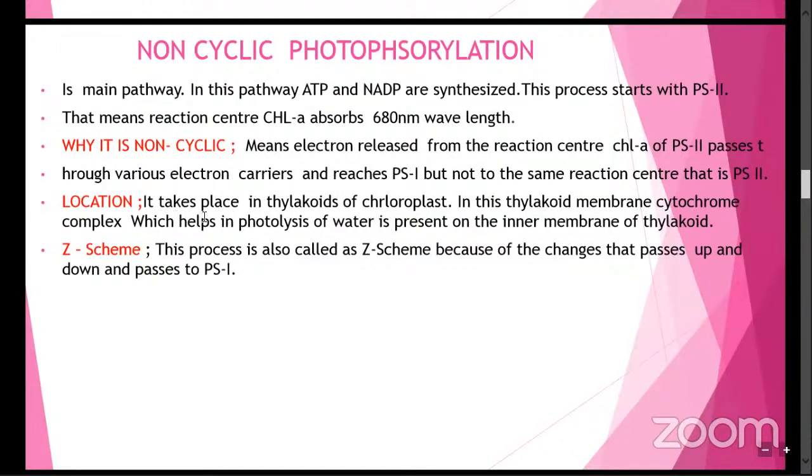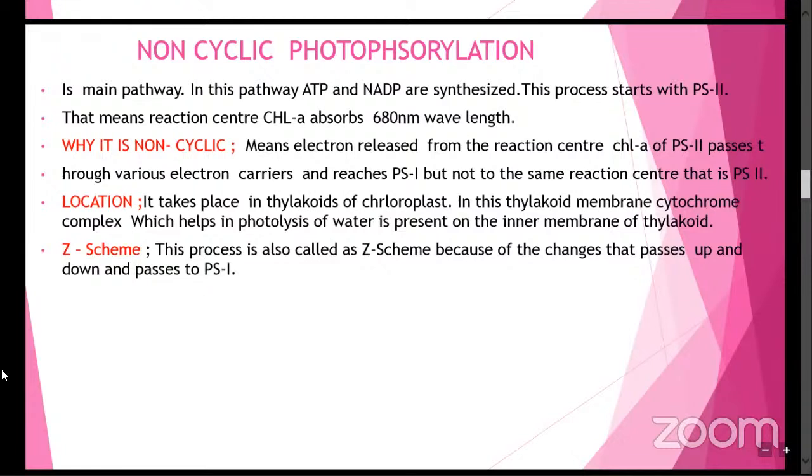This non-cyclic photophosphorylation takes place in thylakoids of chloroplast. We know the thylakoids. Yesterday in our previous class, it was explained. Thylakoids are plate-like structures which help in holding the pigments, and those thylakoids are arranged in stacks, which are called grana. So, non-cyclic photophosphorylation takes place in thylakoids of chloroplast, and this thylakoid membrane cytochrome complex, which helps in photolysis of water, is present on the inner membrane of the thylakoid.